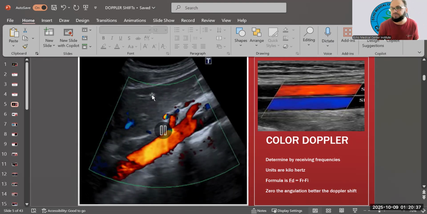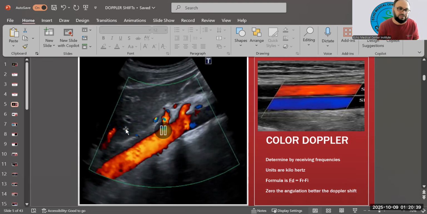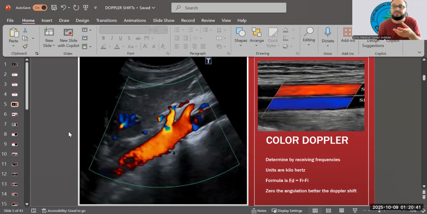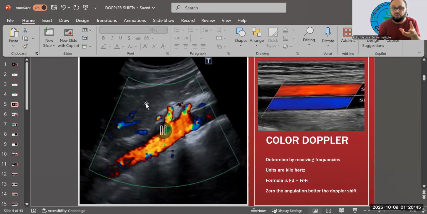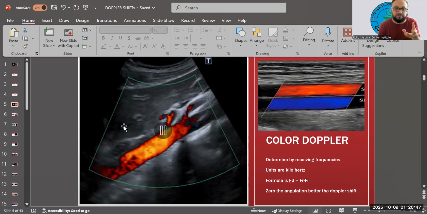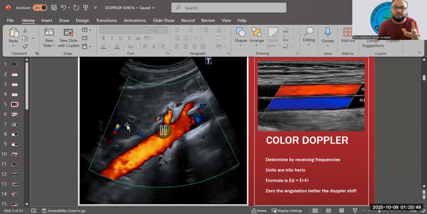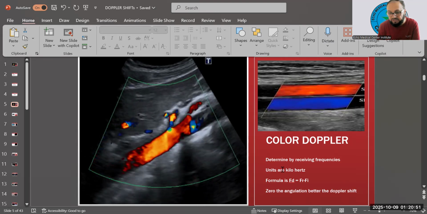than the operating frequency. Oppositely, in the hepatic veins here, you get less reception compared to what you operated with the frequency. So the operating frequency was more than the reception in these hepatic veins, and you get the blue color. So that is a negative shift. So here is the formula.